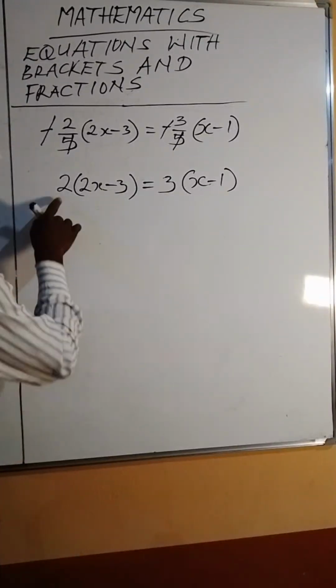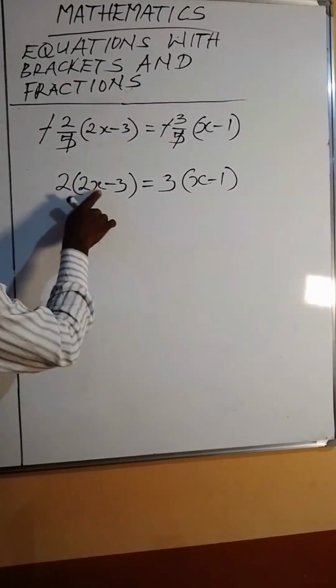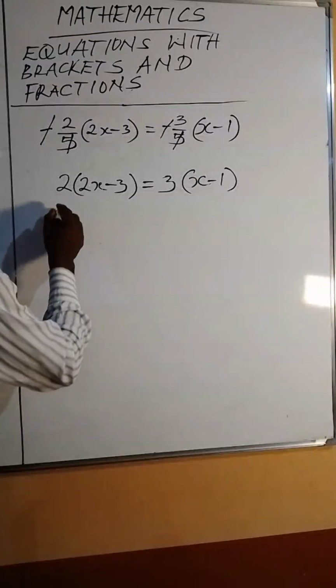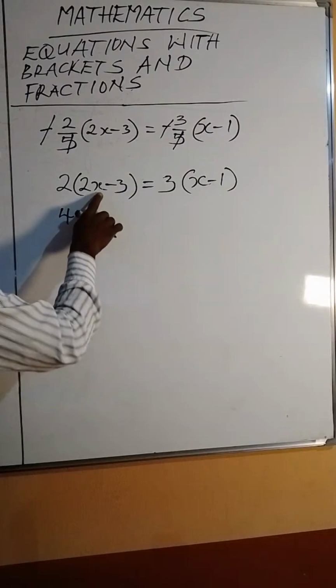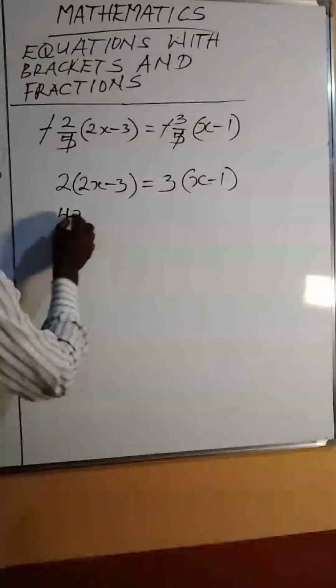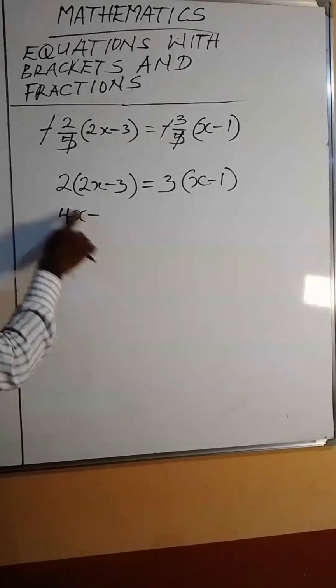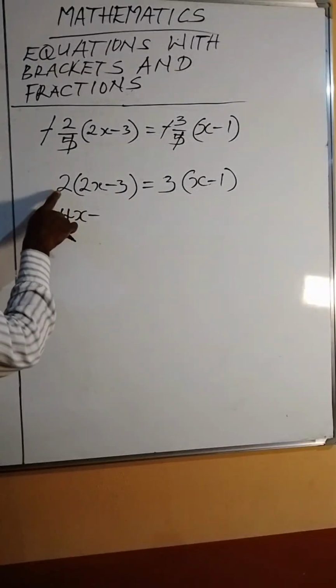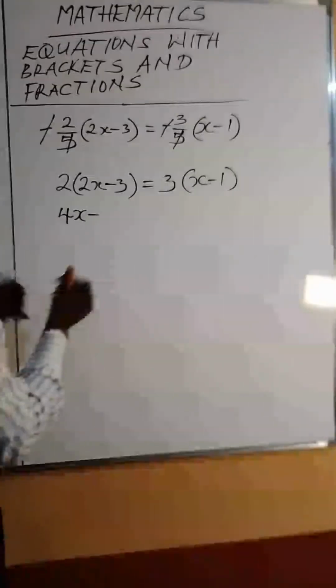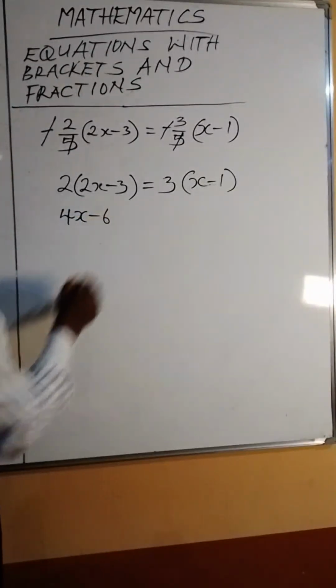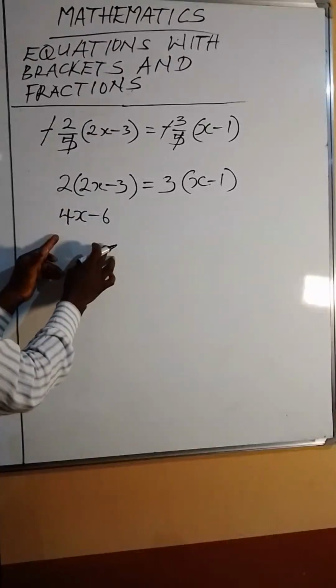All right. So here we have 2 times 2x. 2 times 2 is actually 4. So we put in 4 here. Then here we have our x. So we are going to put our x here. Then minus. Nothing will change this minus because what we have here is plus. So 2 times 3 is actually 6. So we write 6 here. So we have cleared the bracket here.